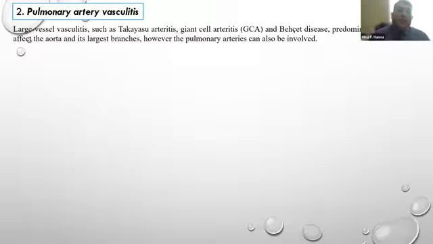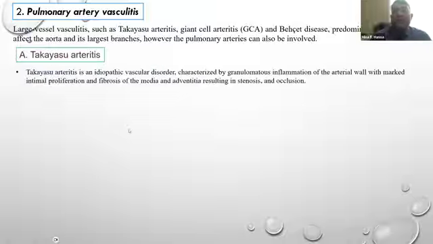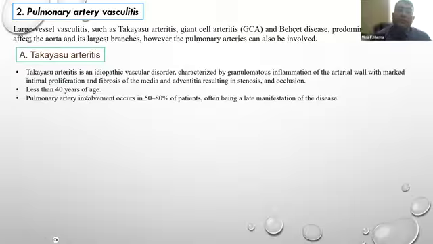The second entity after filling defect is pulmonary artery vasculitis. Large vessel vasculitis such as Takayasu arteritis, giant cell arteritis, and Behçet disease predominantly affects the aorta and its largest branches. However, the pulmonary artery also can be involved. Takayasu arteritis is an idiopathic vascular disorder characterized by granulomatous inflammation of the arterial wall with marked intimal proliferation and fibrosis of the media and adventitia, usually in patients less than 40 years old.